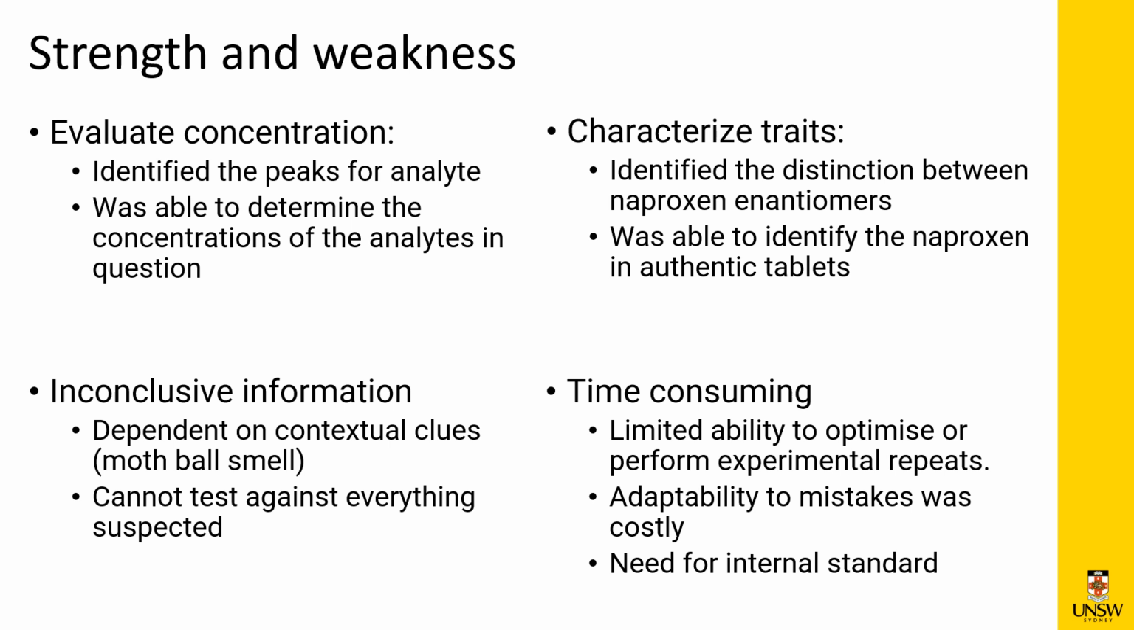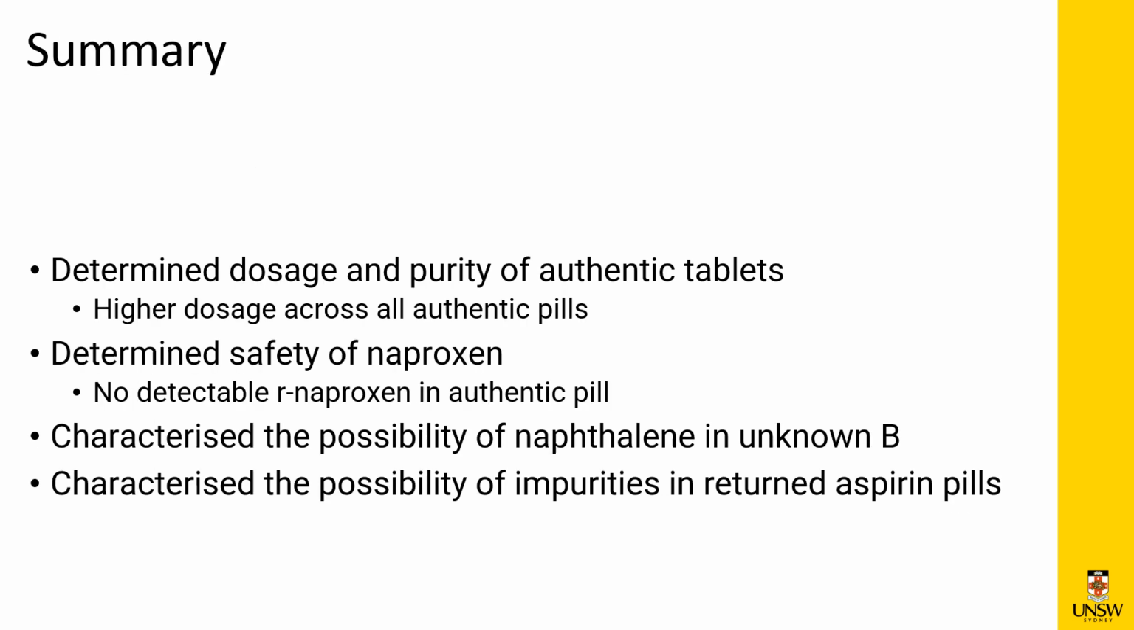As stated earlier, quality assurance could not be guaranteed from the diversity of internal standards performed, where experimental repeats were not performed either. The HPLC MS team was able to verify the dosage and purity of the authentic tablets of naproxen, ibuprofen, and aspirin, noting ibuprofen and aspirin having a higher than recommended dosage. HPLC has also determined that the naproxen pills are safe for consumption as there are no detectable signs of the undesirable R-naproxen. In regards to the seized powder, HPLC was only able to strengthen the suspected presence of naphthalene, while only being able to show the existence of impurities in the returned aspirin pills.